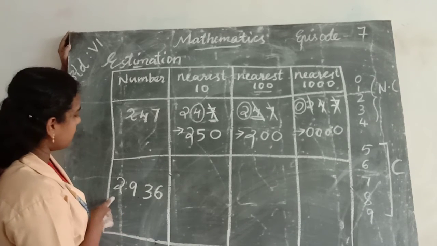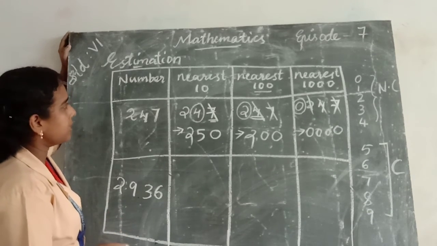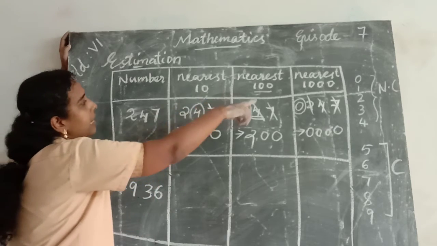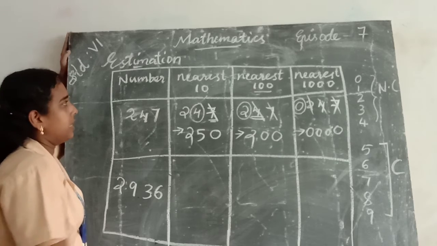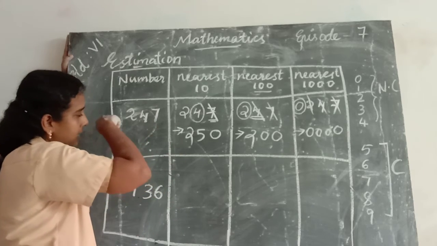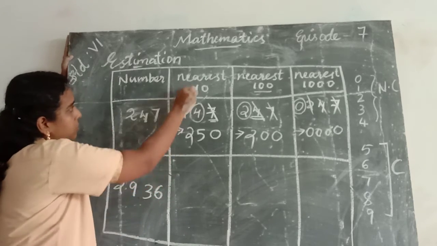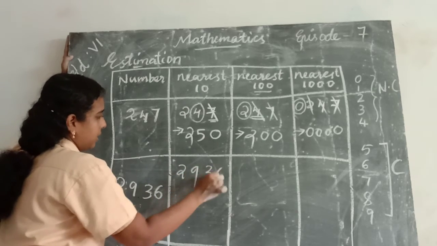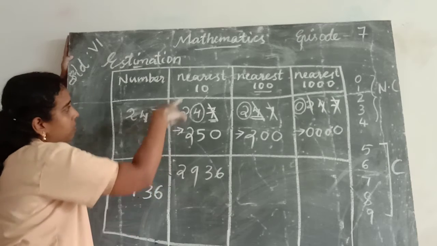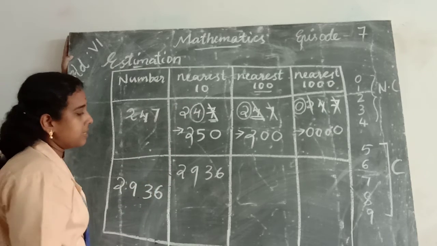So the next question is 2936. We want to write the nearest 10, nearest 100 and nearest thousand of the number 2936. First we want to round this number to the nearest 10. First we write the number 2936 and round it to the nearest 10.